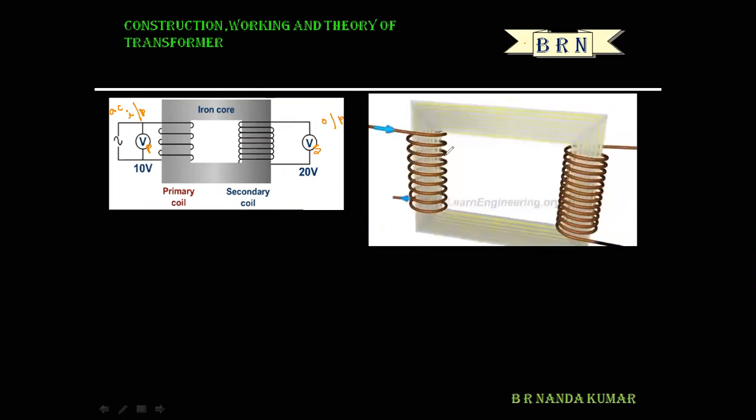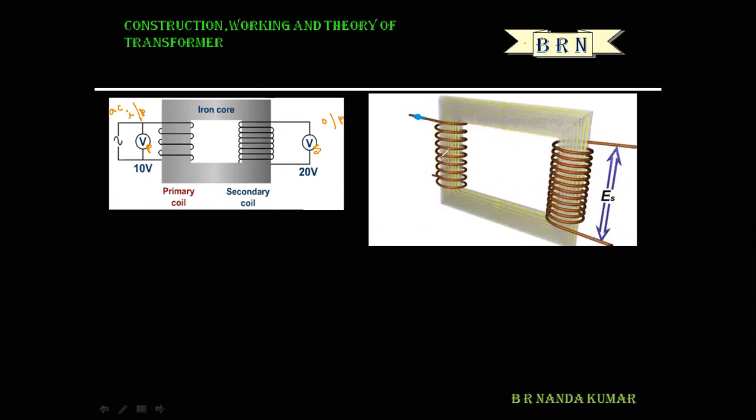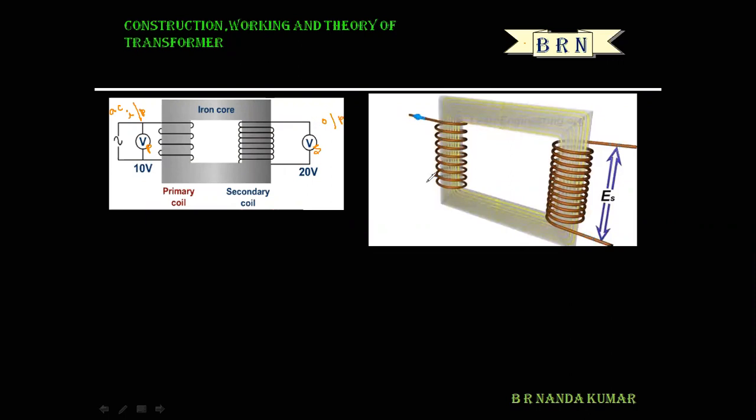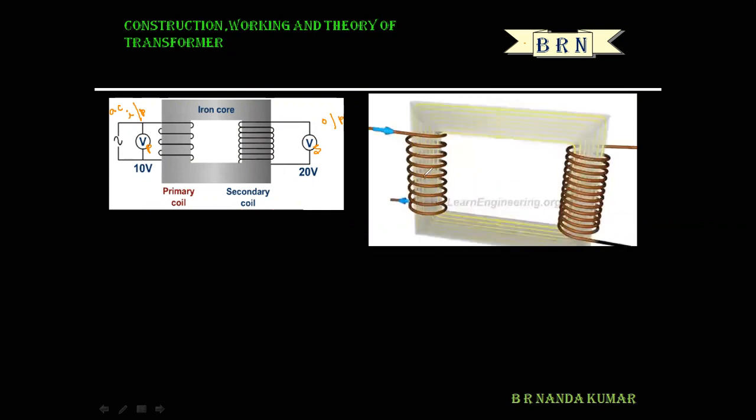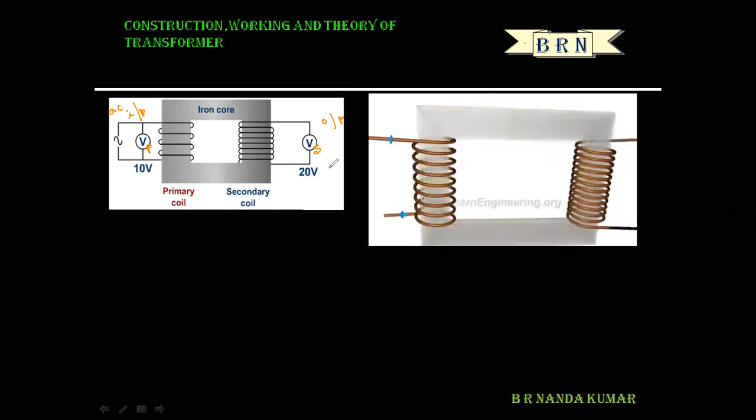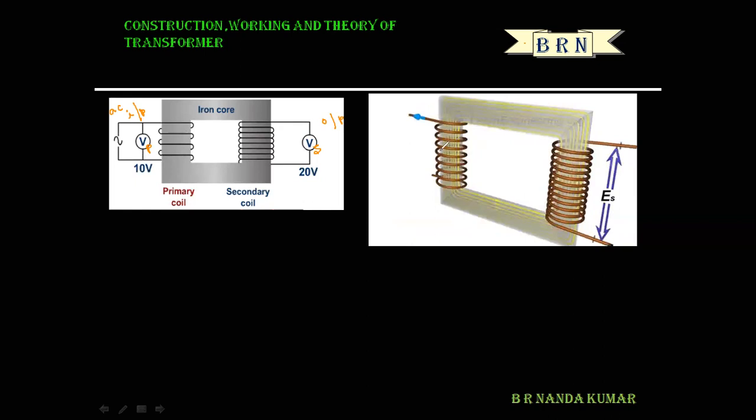So AC voltage is applied to the primary coil. What happens? The current flowing through the primary coil gradually increases. If we apply AC voltage to the primary coil, the current flowing through the primary coil gradually increases, is it not?